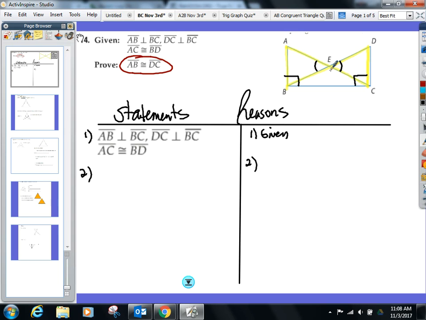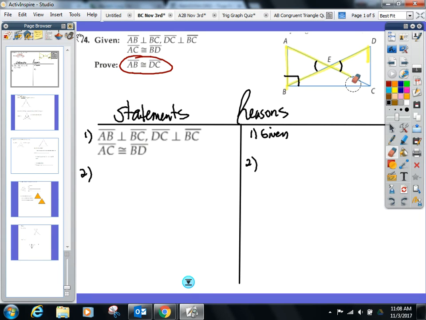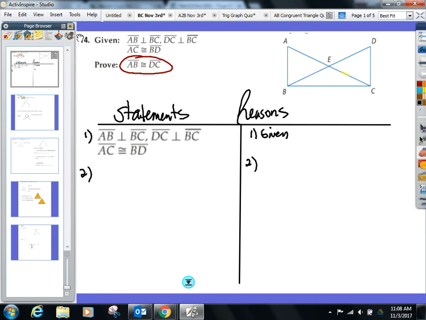AC. Everybody see AC? Is that a full side in this triangle right here? No, it's not. So that's not going to help me. So none of the givens help you. The only thing I can mark are the congruent angles. So is there any way I'm getting those two triangles congruent? Absolutely not. So where is the other pair then that contain AB and DC?